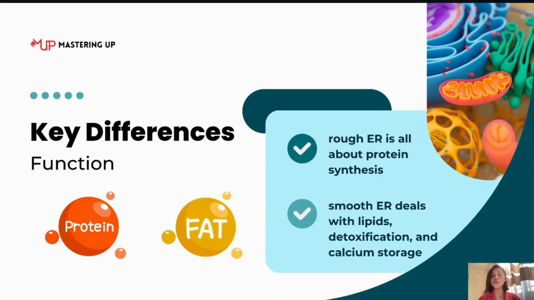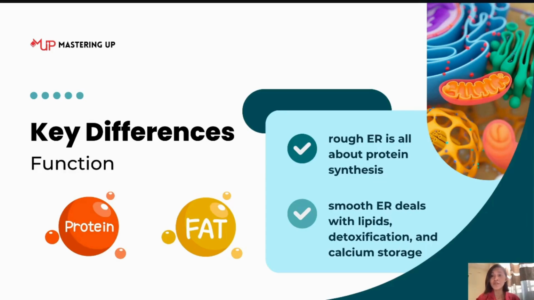Now let's move to their difference in terms of function. The rough ER is again required for protein synthesis and modification. The rough ER's main job is to help make proteins. The ribosomes on the rough ER read the genetic instructions in the cell's DNA and use them to assemble proteins from amino acids. Think of it as the protein assembly line of the cell.